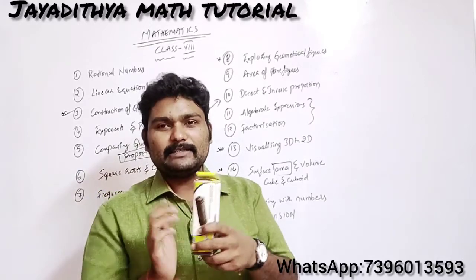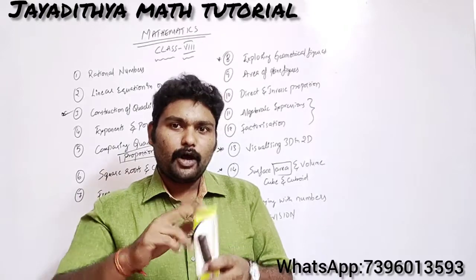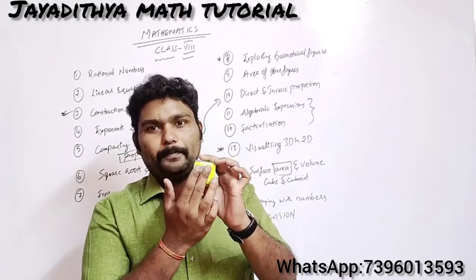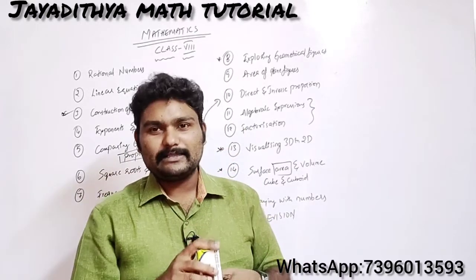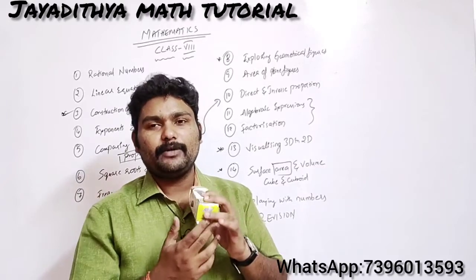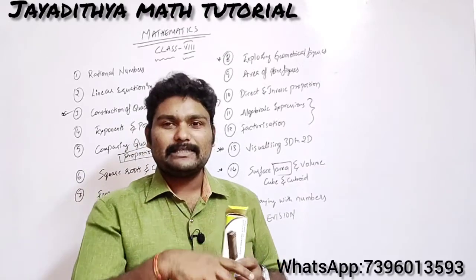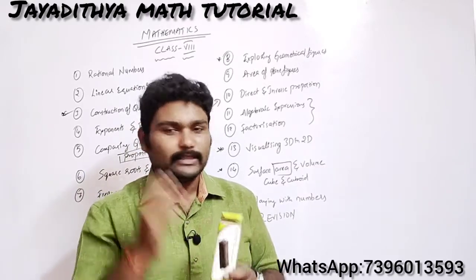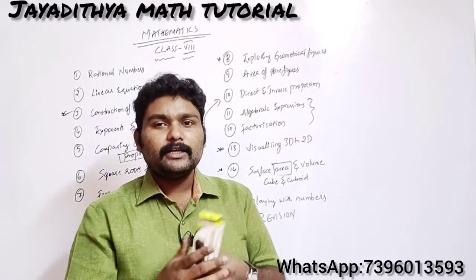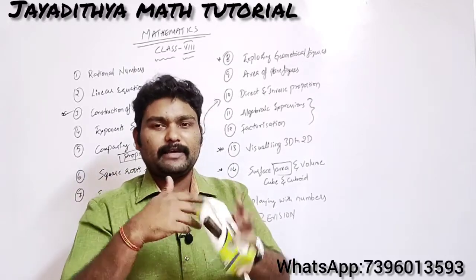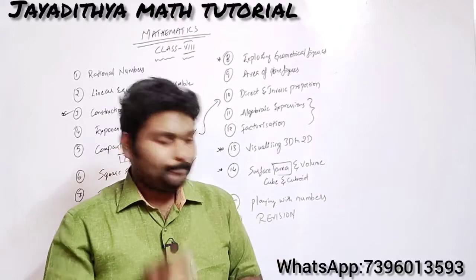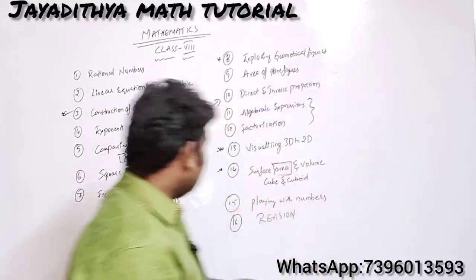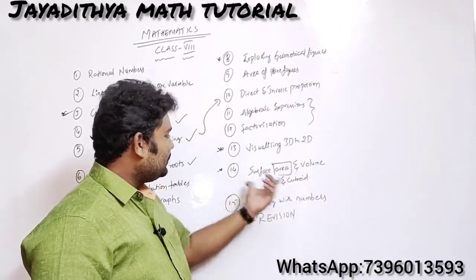And for the lateral surface area, if you find the area of the top and the area of the base, and add it to the lateral surface area, what is the lateral surface area? Area of the 4 walls here, right? Now, this complete surface becomes the total surface area. Clear? Right. So this is your last chapter.